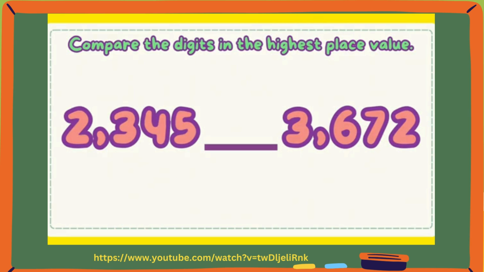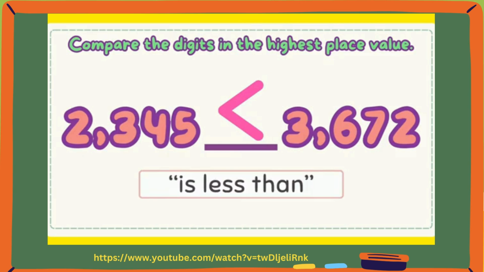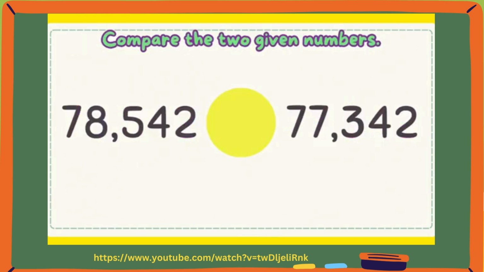Let's now compare the digits in the highest place value. So we have 2 and 3. Since 3 is greater than 2, that means 2,345 is less than 3,672. Let's have another set of numbers.